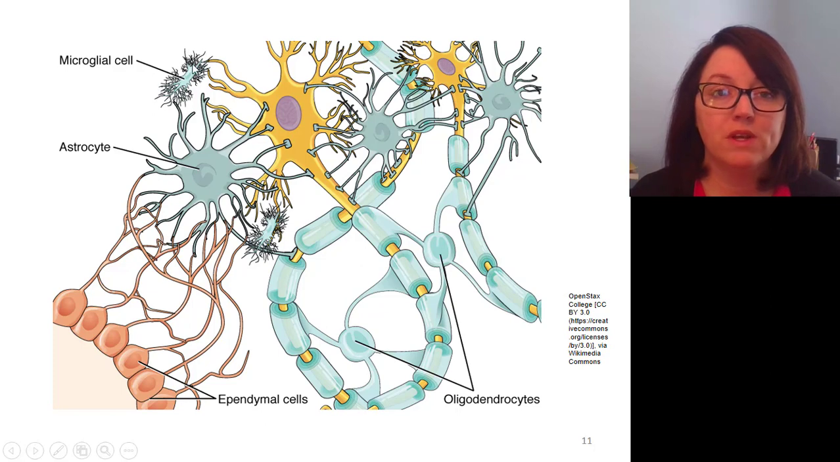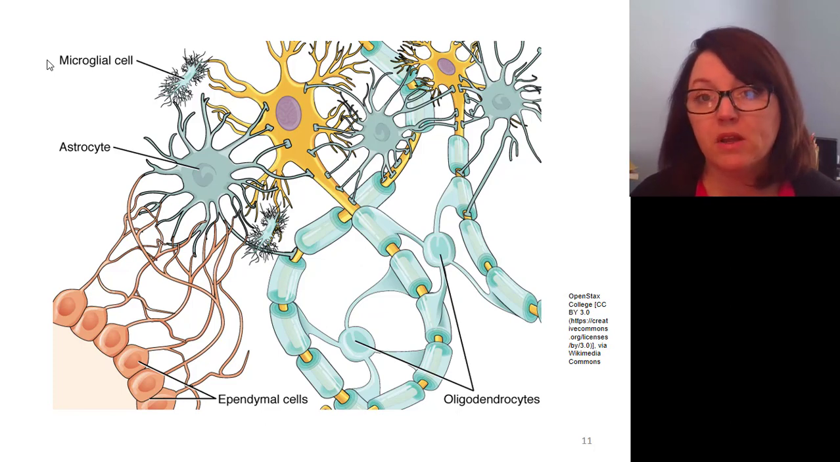So this is a microglial cell here, and the microglial cells are sort of like the maintenance personnel of the nervous tissue. They're running around the nervous tissue looking for garbage to gobble up. So they'll gobble up dead and dying cells and any other debris of the nervous tissue.